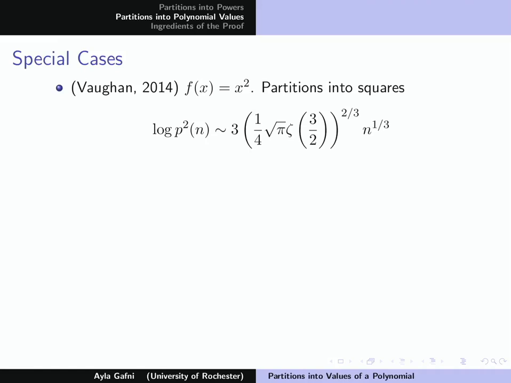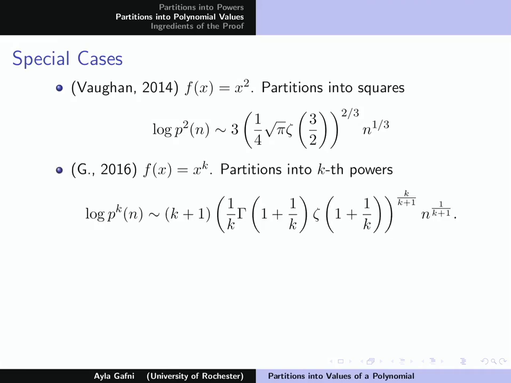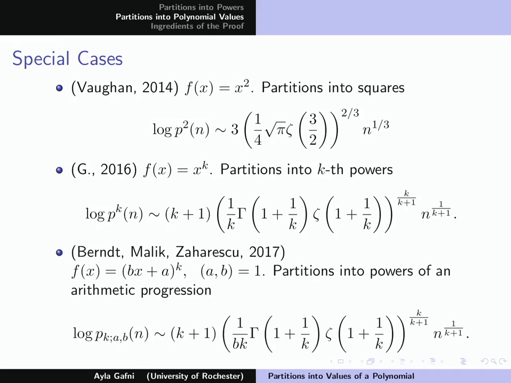OK, so here's some special cases that are known. I already talked about Vaughn's work on partitions into squares, and this is the formula that you get for partitions into squares. And then if you generalize that to kth powers, you end up with this result that I mentioned a few slides ago. And then there's one other result of Bernd, Malik, and Zaharescu.